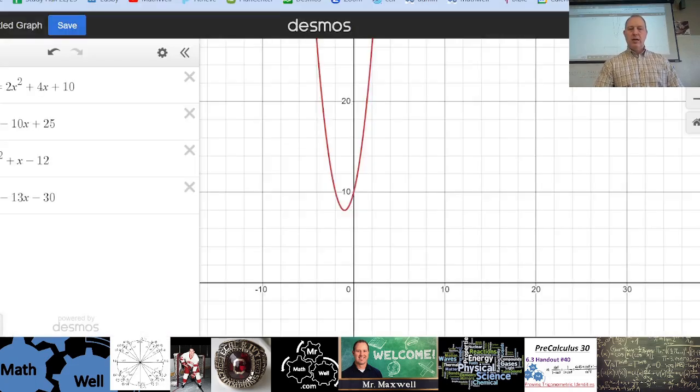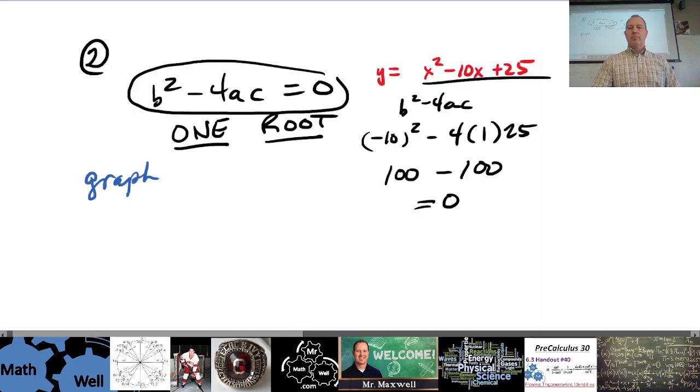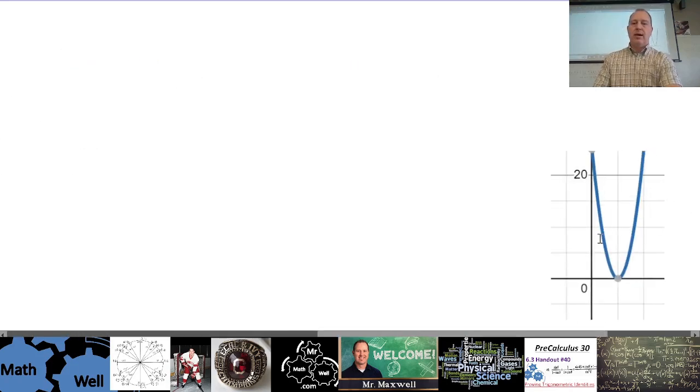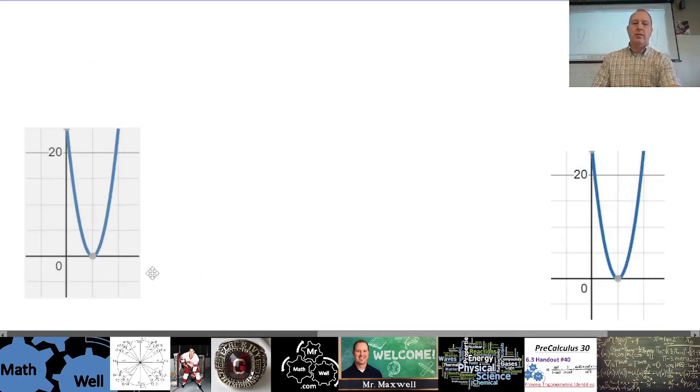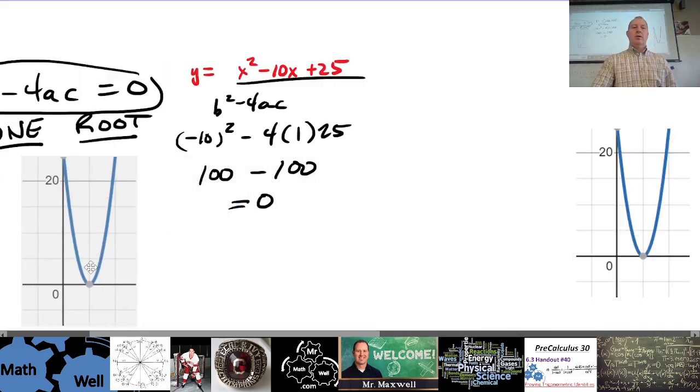And so let's see on Desmos what that one looks like. Oh, there we go. Look at this. Okay, 5, 0 is our one single root. It touches the x-axis just once. That's what that looks like. Okay, and I think I've got a copy of that graph over here. Let's grab this and bring it in. Okay, all right, that's the graph there.